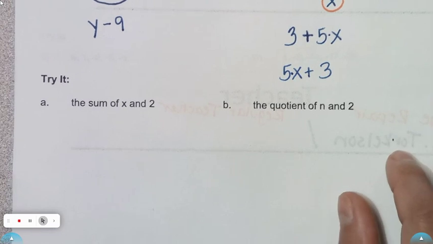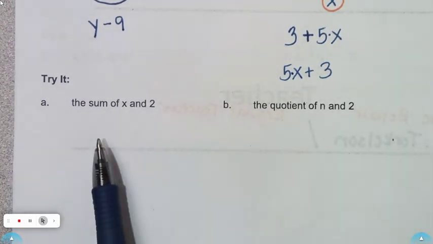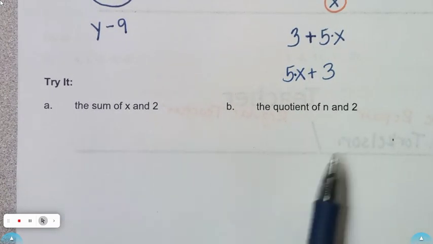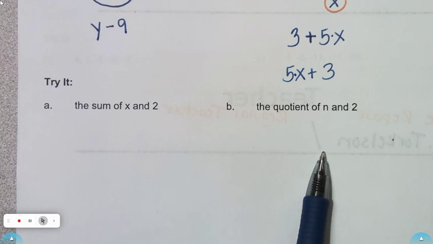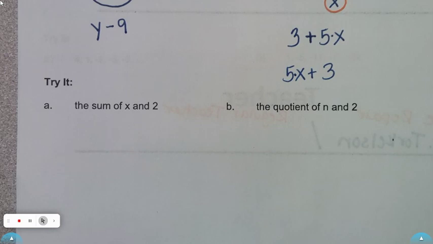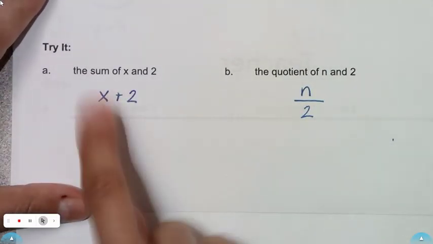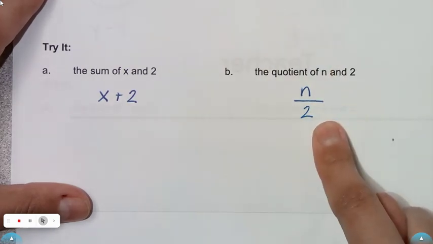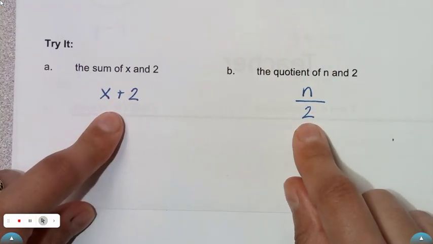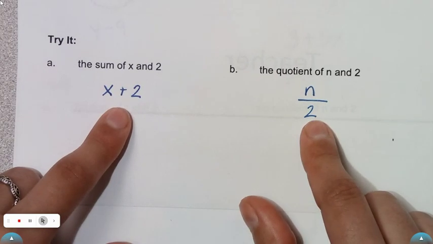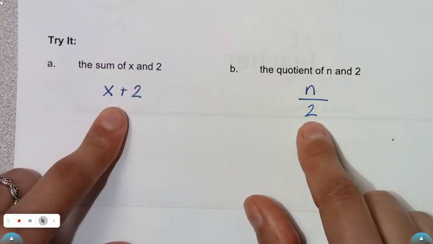All right, go ahead and pause the video here. I want you to try letters A and B. Once you have your answers, unpause the video, and I'm going to show you what the answers are for the two at the bottom. So you should have gotten x plus 2 and n divided by 2. So if you got those, awesome. If you didn't, hopefully you can understand why. And we're going to move on to the next page.